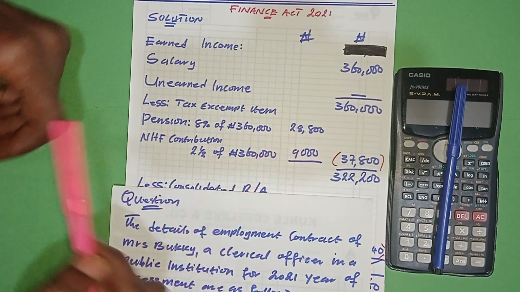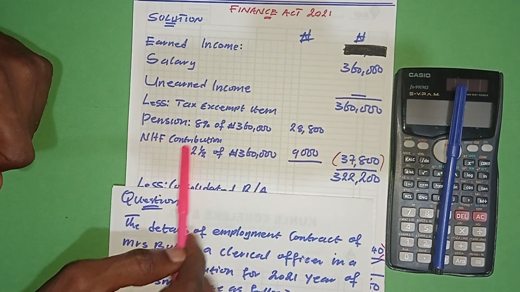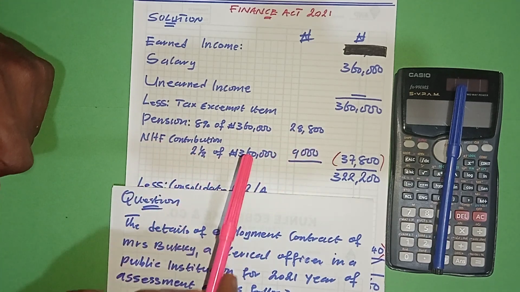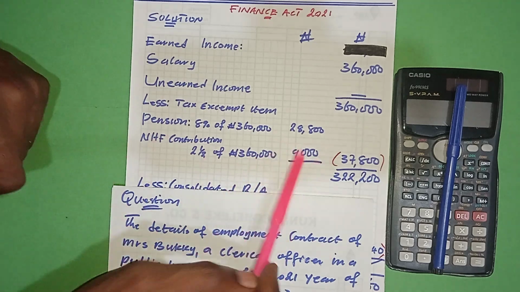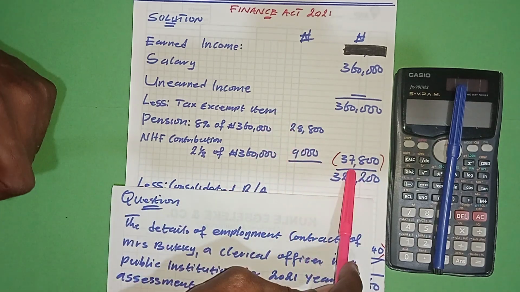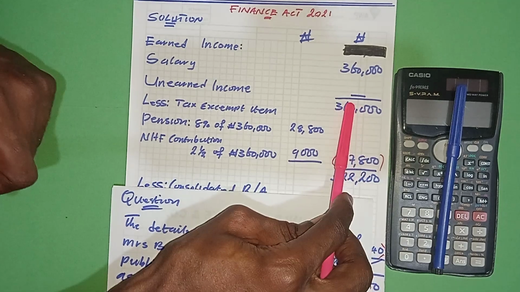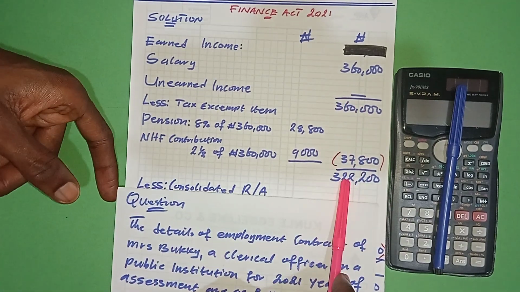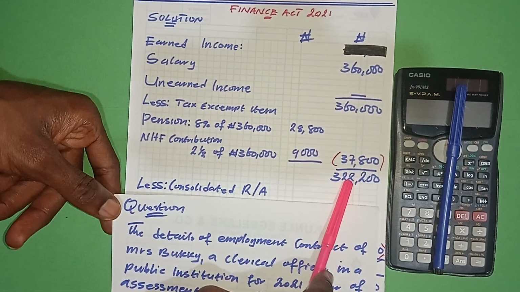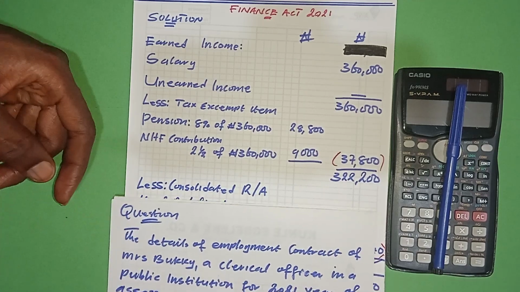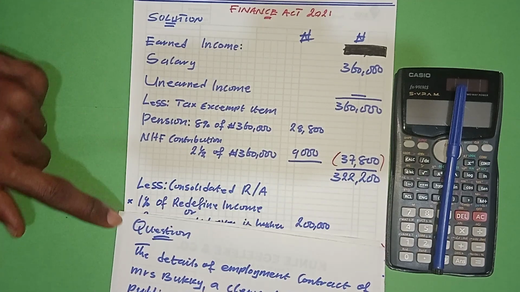8% of this will give you 28,800. NHIF contribution, 2.5% of 360,000 will give you 9,000. Sum the two together, and you deduct the figure from here, then it will give you 322,200.